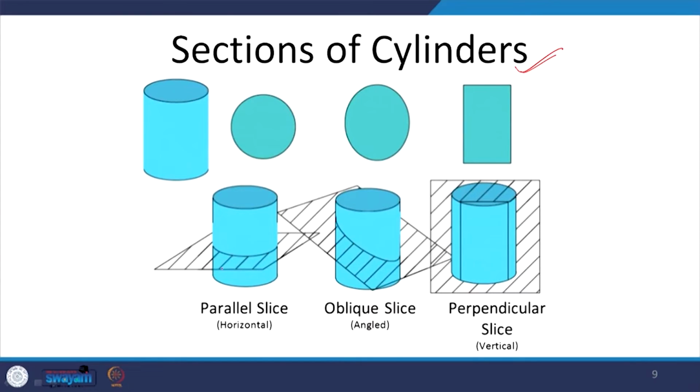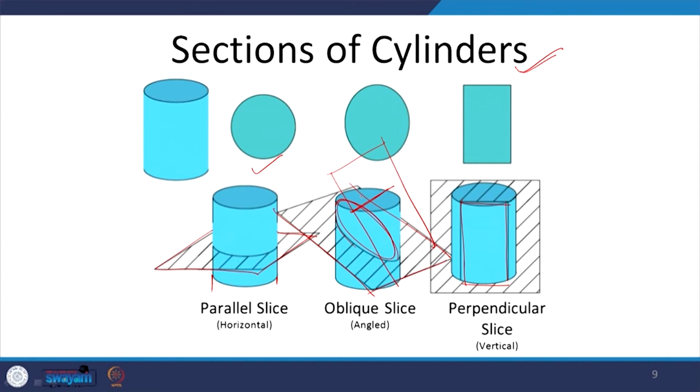If we have the section plane parallel to the base of the cylinder, we get a circle of the same size as that of the cylinder. In case it is inclined to one of the planes, we will get an ellipse. This is what we always get. And if it is perpendicular, which is what we have seen, we will always get a rectangle. Cylinder is essentially a prism. So, what we are getting is the same thing, except when the inclined plane is passing through the base.